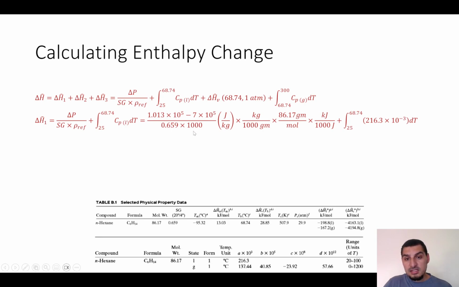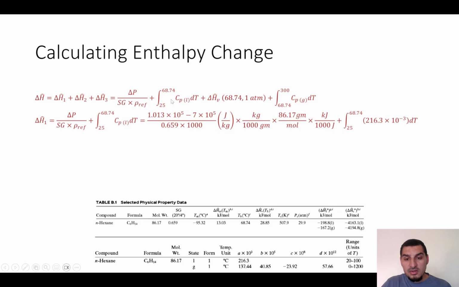And this is the specific gravity, which we got from here. I'm sorry, it's 0.659, and this is 1000, which is kilogram per meter cube. So if you check the units, this is going to be Pascal meter cube over kilogram. And we know Pascal meter cube is joule. So this is joules per kilogram.